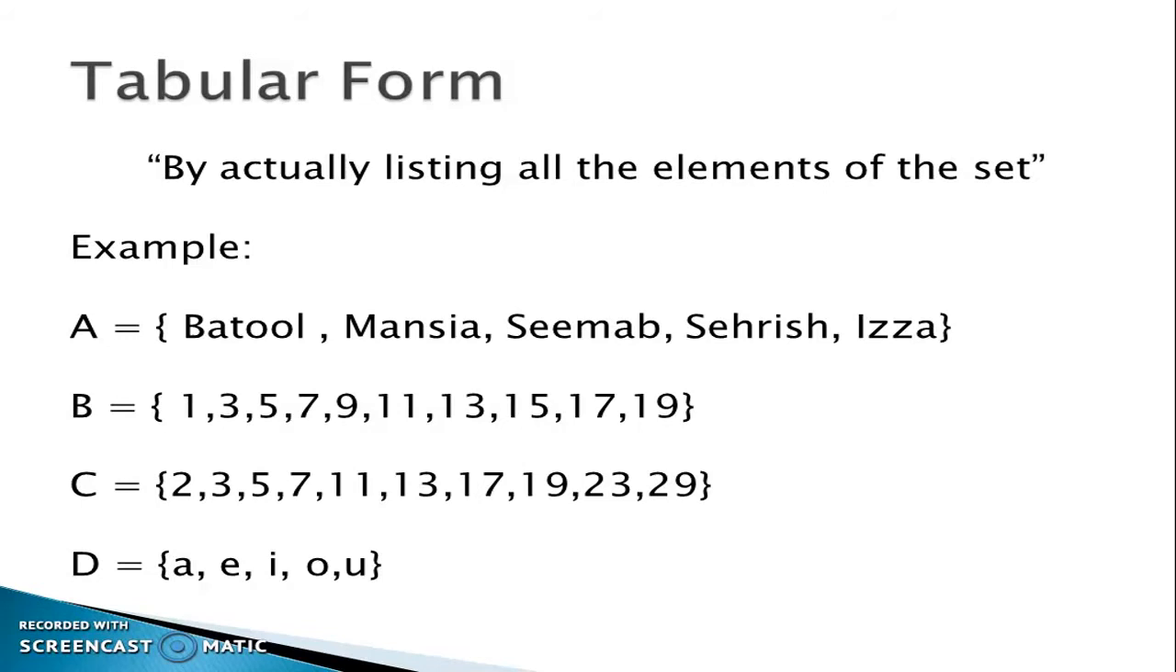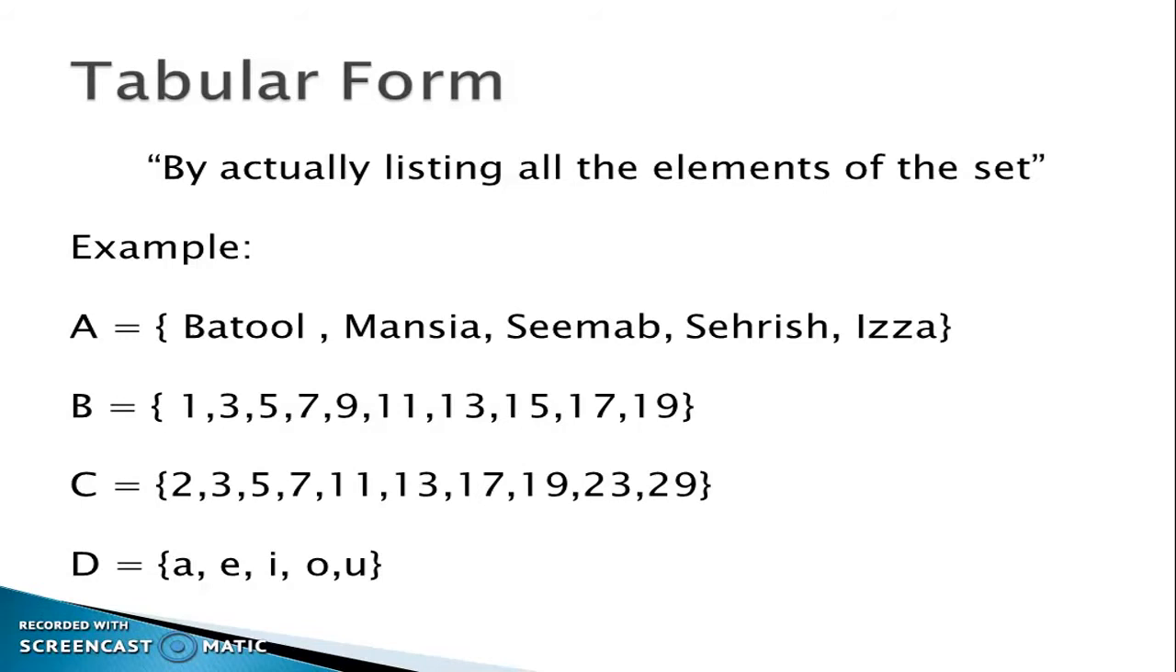For example, set A is equal to Batul, Mansia, Simab, Sarish, Iza, the students of second year. Set B consists of 1, 3, 5, 7, 9, 11, 13, 15, 17 and 19. These are first 10 odd numbers.